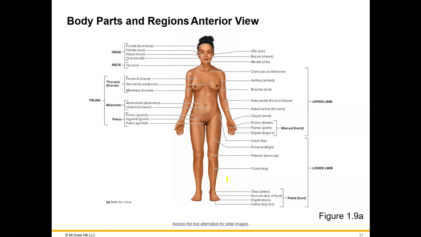And then for the foot region, the foot is pedal. The ankle is talus. The ankle bones are called the tarsals. And I don't know why it's not worded that way here, but the ankle bones themselves are called the tarsals, like the wrist bones are the carpals. And then the top of the foot is the dorsum, the dorsal region. The toes are digital, and the big toe is the hallux.